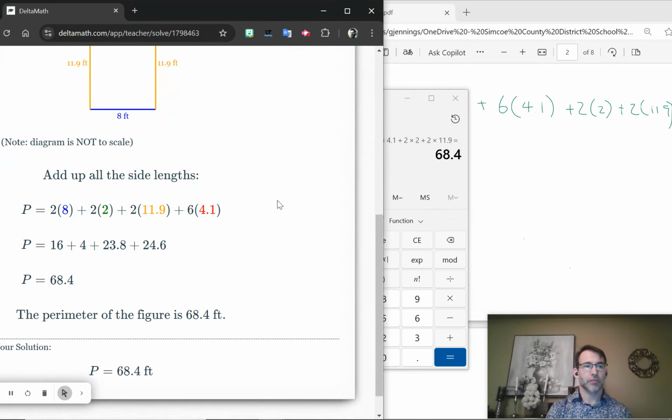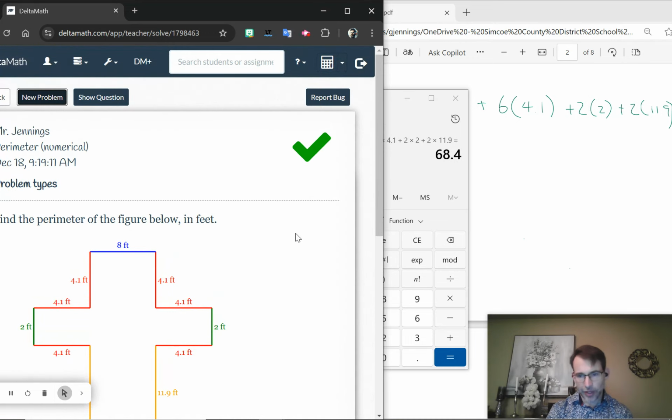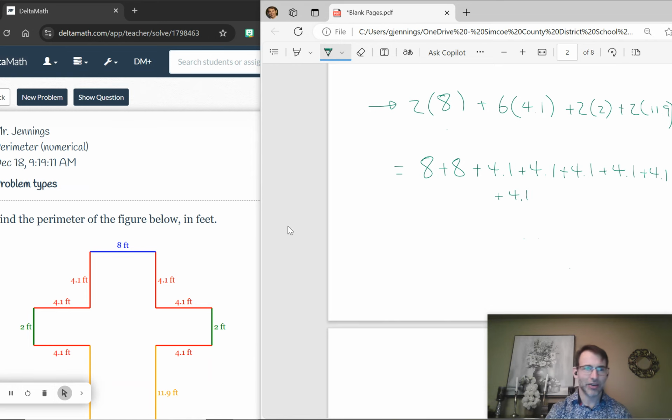Notice they do it exactly the same way I did, just in a slightly different order. There is another way. Instead of saying 2 times 8, you can do 8 plus 8 plus 4.1 plus 4.1 plus 4.1. But why would you do this when you can use multiplication? I've only got 5 of them and I still need to keep going, right? So who does that? I would suggest doing it with multiplication, which is very useful. All right, so that's that skill.